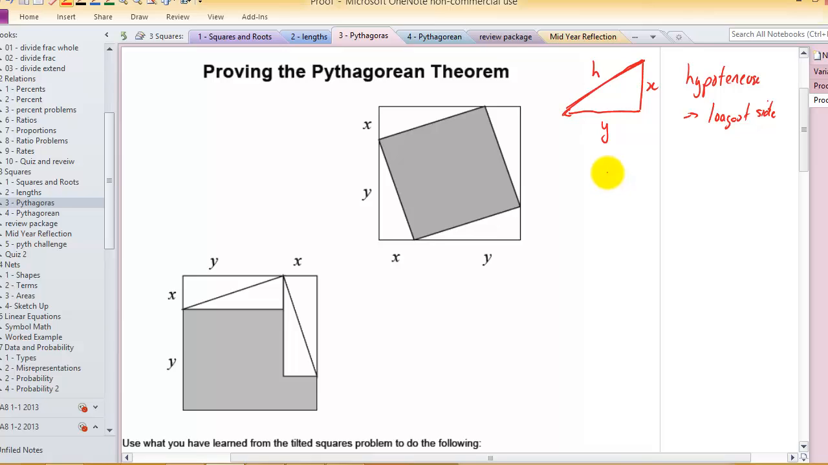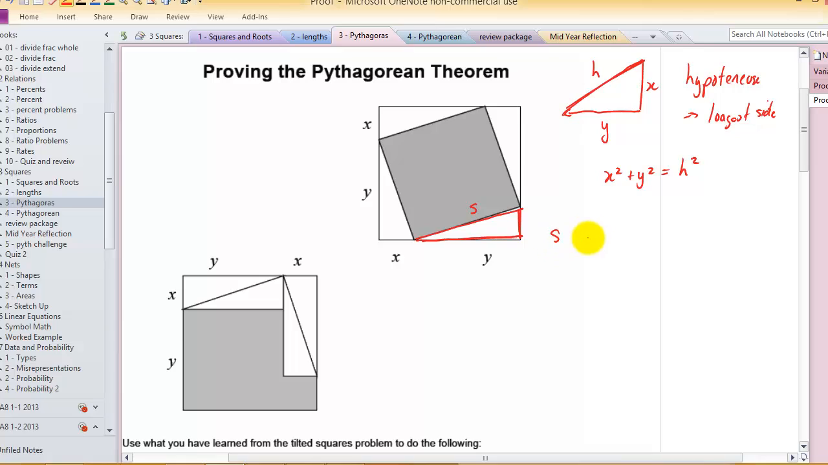The Pythagorean theorem is that x squared plus y squared equals h squared. If you take this length, square it, and this length, square it, you get that length squared. So we're going to look at how we could prove it using this idea of tilted squares. Here we have our tilted square again. We have some distance x, and some y, and then this thing would be the s.